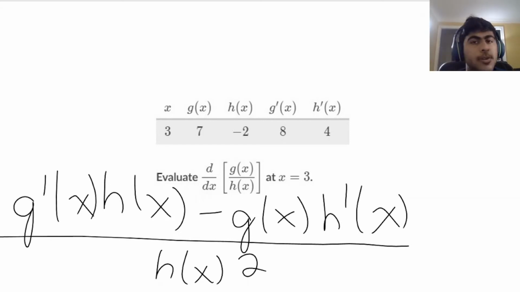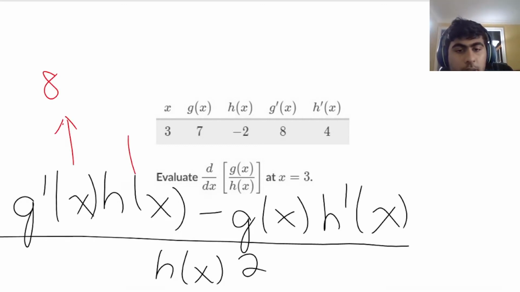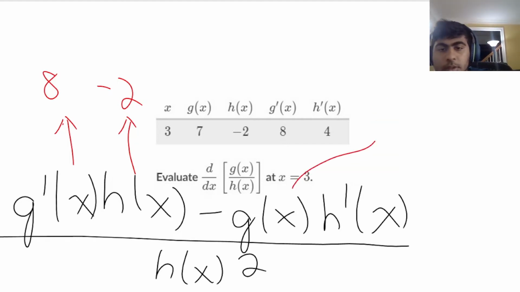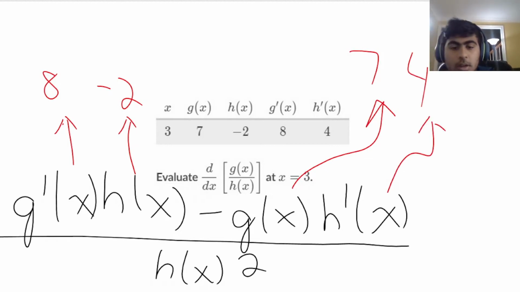Alright, again, we just pull values from the table and we plug them in. Not too difficult. This becomes 8. This becomes minus 2. G of x becomes 7. H prime of x becomes 4. And then h of x is negative 2, so h of x squared becomes 4.